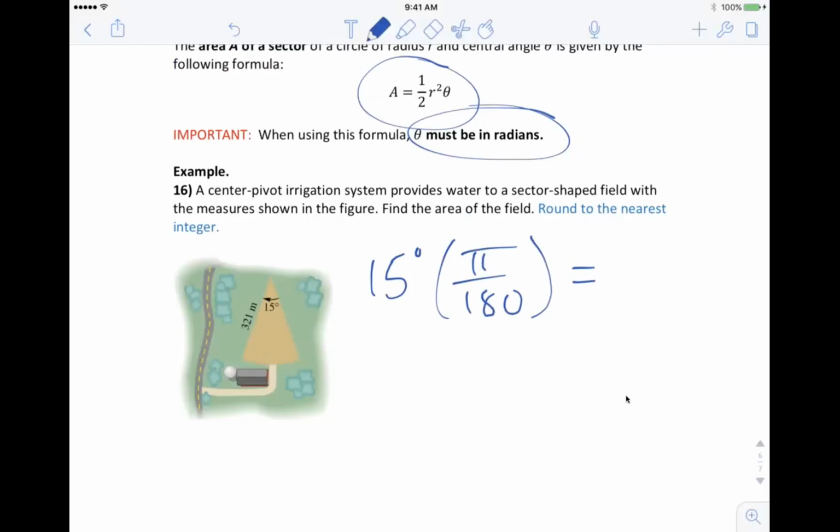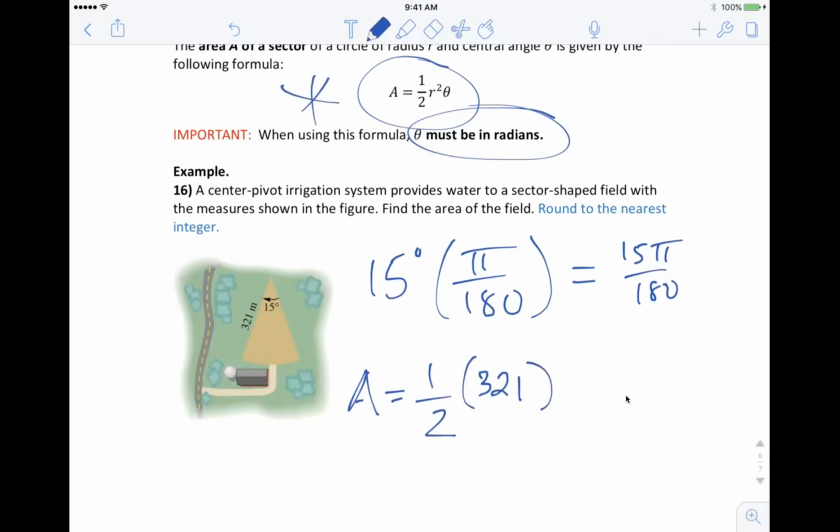Right? So you don't even have to reduce it. You could just leave this 15 pi over 180, right? Who cares about reducing right now? It's not a final answer or anything. You could reduce it, but I don't want to waste my time doing that. Okay, and now I'm going to apply the formula. So area equals, using this guy up here, 1/2 r, which is 321, squared. And then the theta is 15 pi over 180.